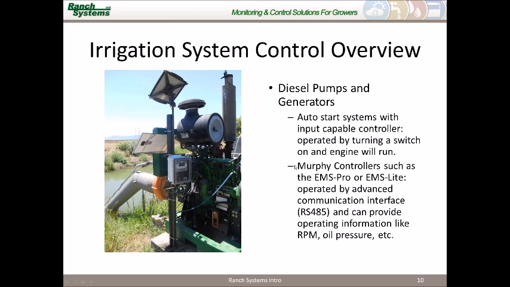The other way, which is also a little bit more expensive but provides more information, is the Murphy controller, such as the EMS Pro or the EMS Lite, and that's operated with the Advanced Communication Interface, which is the RS-485 Modbus, and that provides more detailed information at a higher level. So you see things like the RPM, the oil pressure, the running hours. You can even see if the system's been turned on manually, and you can turn it off remotely as well.